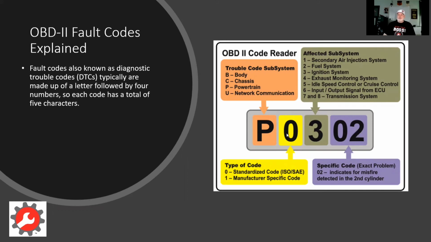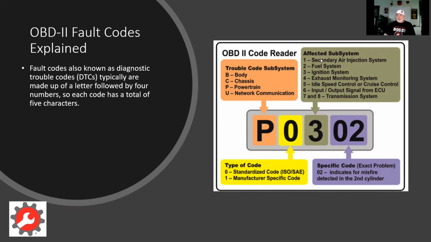So then our next number in line is a type of code. Is it a standard code or is it a manufacturer code? Now, when it hits a manufacturer code of a 1, things change. They change dramatically. So the standardization, pretty simple. Go through, okay, we got a P and a 0. So then we go to our affected subsystem.